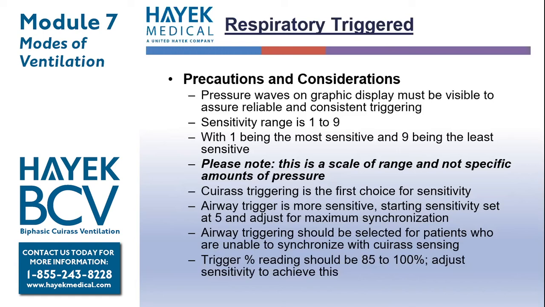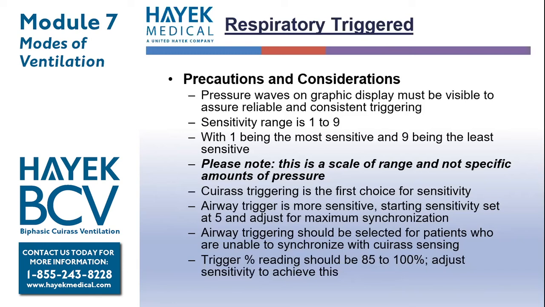Additional precautions and considerations: pressure waves on the graphic display must be visible to assure reliable and consistent triggering. It must have a good, even pressure wave to get good, consistent triggering. Sensitivity range for the triggering sensing is 1 to 9, with 1 being most sensitive and 9 being least. This is a scale of range, not a specific amount of pressure.